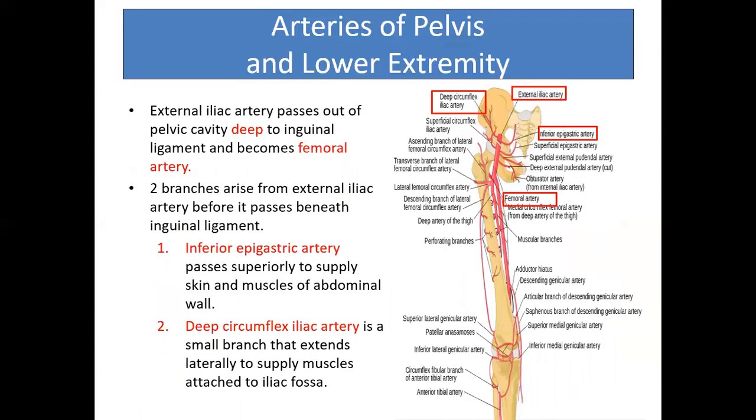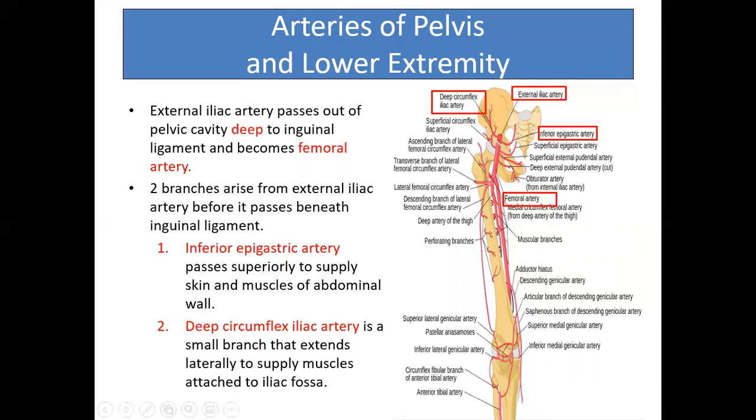For the external iliac artery, this is the external iliac artery. It passes out of the pelvic cavity, going out from the pelvic cavity, passing deep to the inguinal ligament. If you see here, we have one gray line here. This gray line actually represents the inguinal ligament. So it passes deep to the inguinal ligament, and the external iliac artery will become the femoral artery.